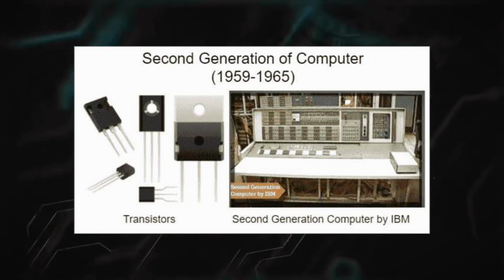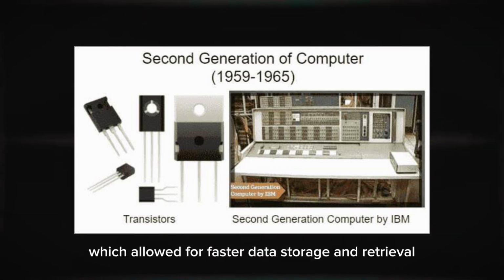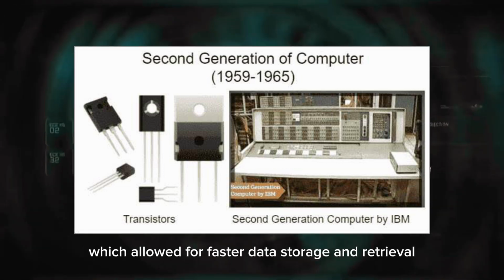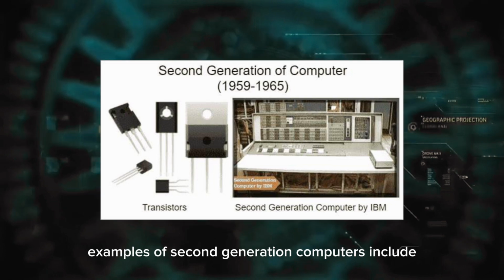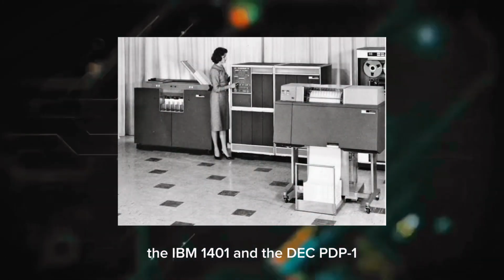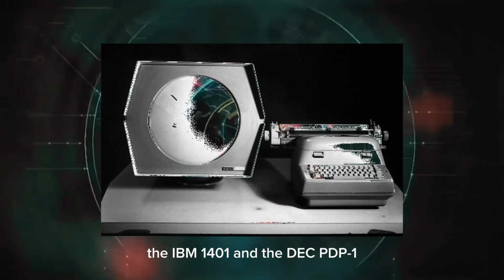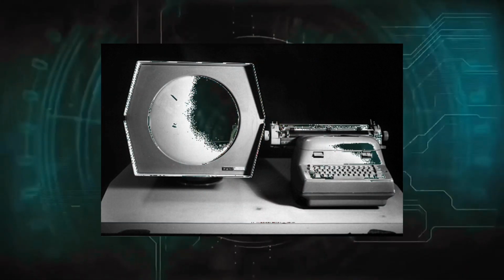Second-generation computers were also the first to use magnetic core memory, which allowed for faster data storage and retrieval. Examples of second-generation computers include the IBM 1401 and the DEC PDP-1.